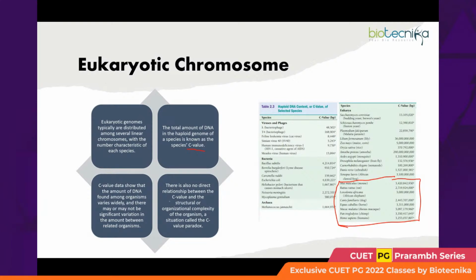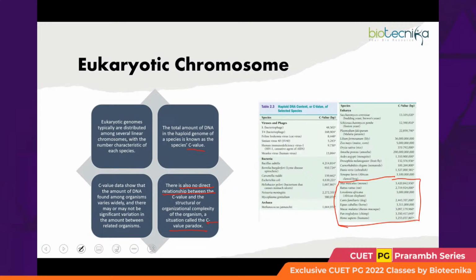So we are talking about the C value, which is the total amount of DNA in a haploid genome. Earlier the idea was that the more complex the organism, the higher its C value, meaning more DNA and more complexity. But after the C values of different species were obtained and compared, it was found that there is absolutely no direct relationship between the C value and the structural or organizational complexity of the organism. That concept is called the C value paradox.